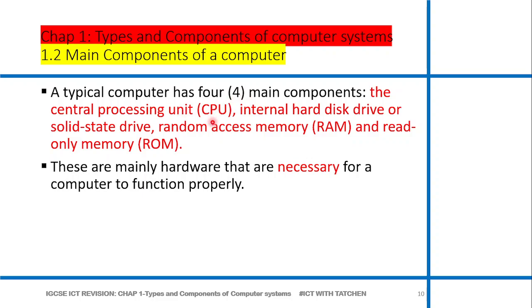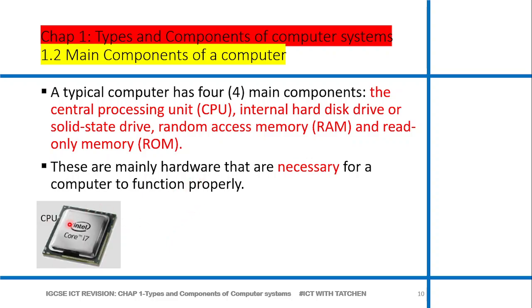The first is the central processing unit. The central processing unit is like the brain of your computer. So the CPU is like the brain of the computer. Imagine yourself as a human being. What if your brain is not functioning? How do you think? Same thing for a computer.